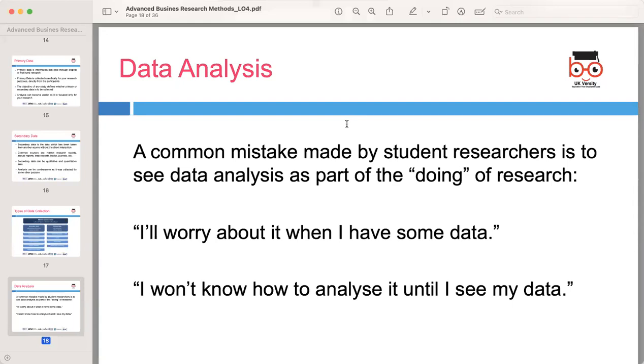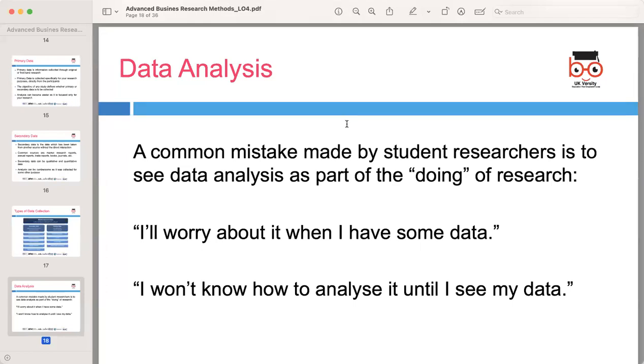So to avoid this pitfall, it is important to plan your data analysis right from the start. Before you even collect your data, think about the types of analysis you will need to perform. Consider what statistical methods or software might be appropriate for your research question. This way you can design your data collection process with the analysis in mind, ensuring you gather the necessary information to answer your research questions.